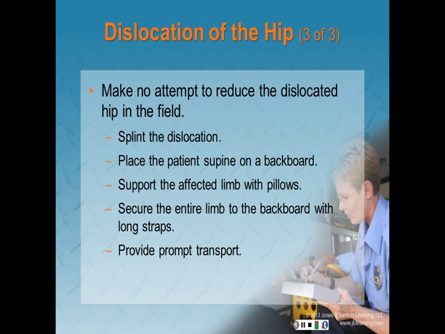As with any other extremity injury, you should make no attempt to reduce the dislocation of the hip in the field. Splint the dislocation in the position of the deformity and place the patient supine on a long backboard. Support the affected limb with pillows and rolled blankets and secure the entire limb to the backboard with long straps and provide prompt transport.